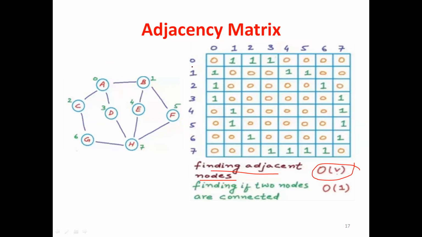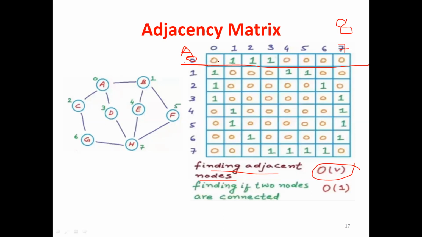So see, for example, when you take the node A, A is nothing but 0. Now I want to find the neighbor nodes of 0, or A. I want to find the adjacent city, or neighbor city, of A. What should I do? I should keep on checking the bits of the first row, whether it is connected or not. I should check until the last vertex. So what is the number of vertices? 8.